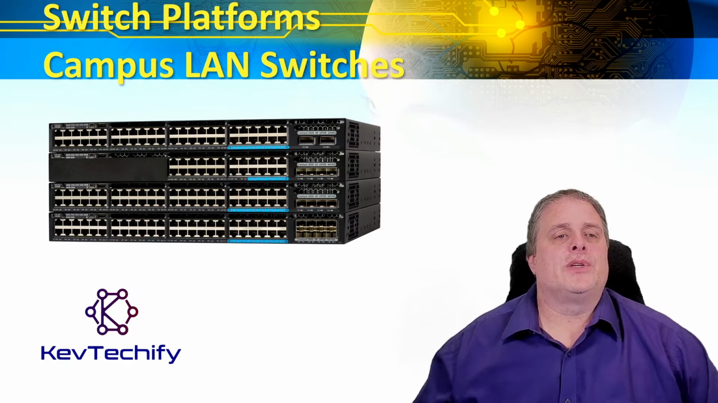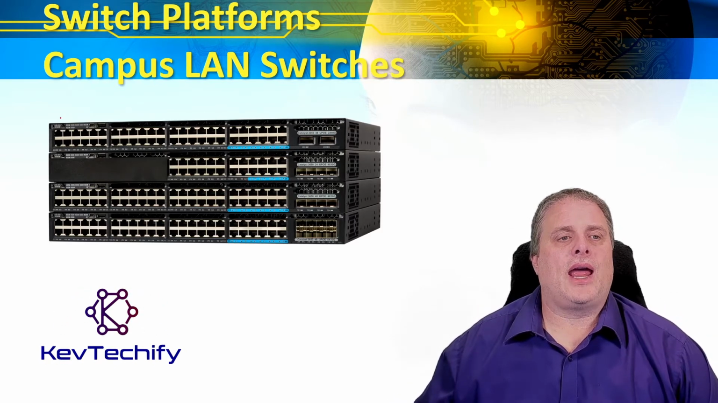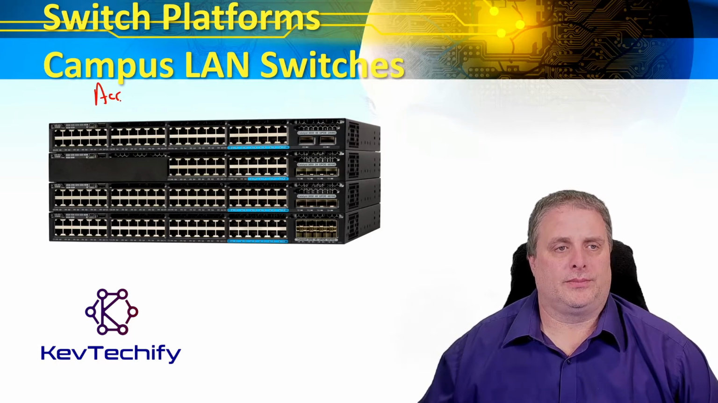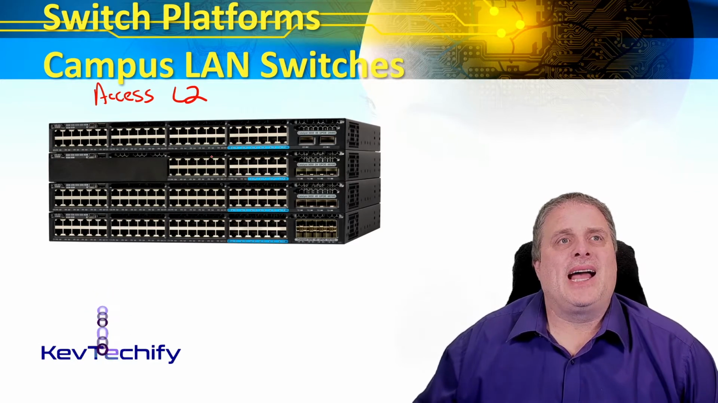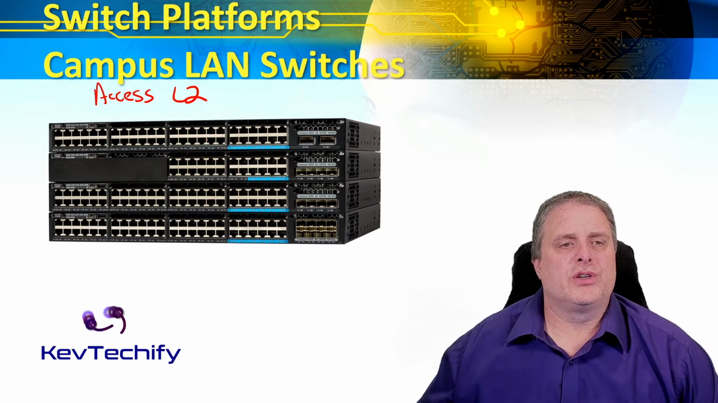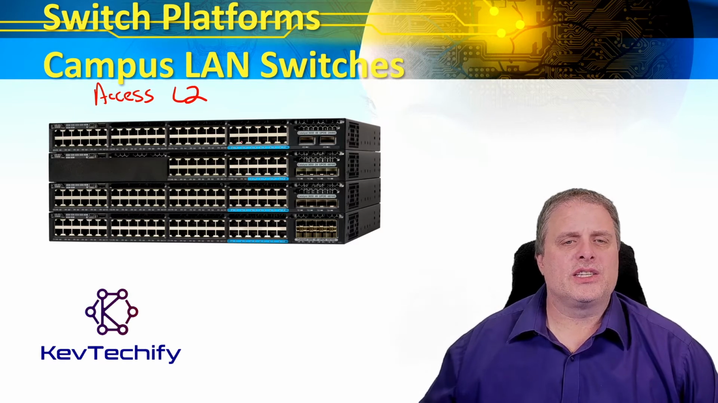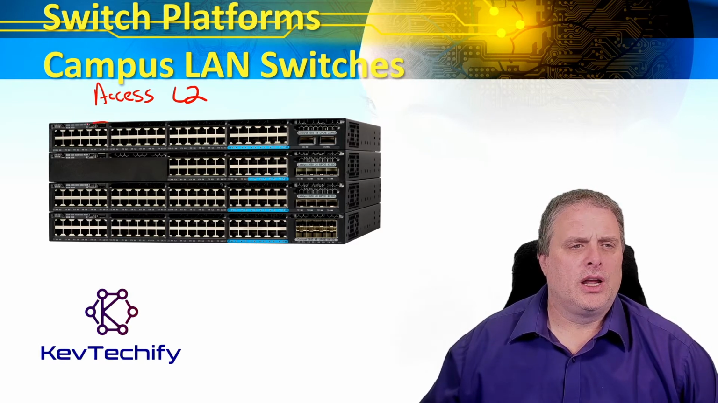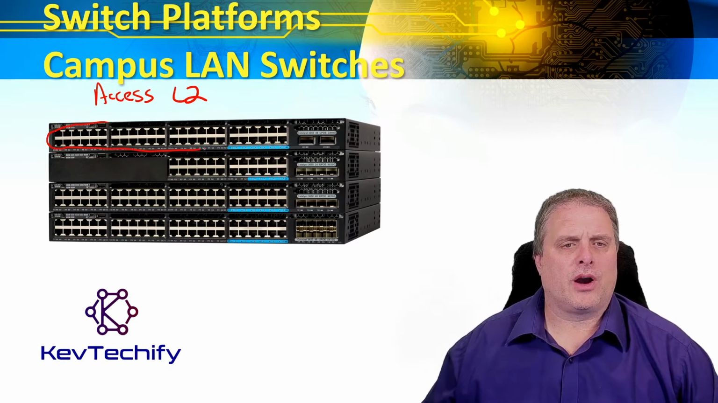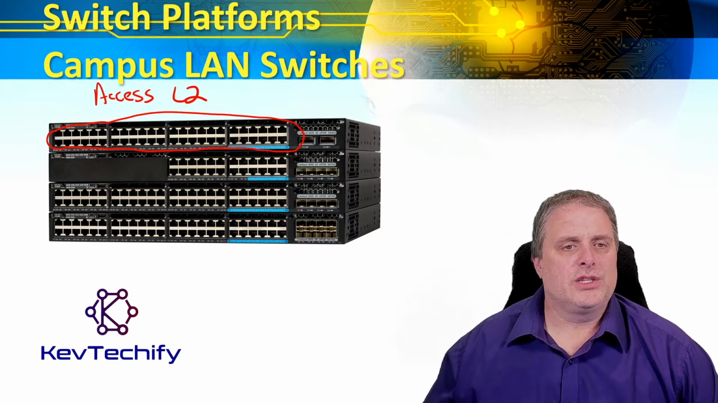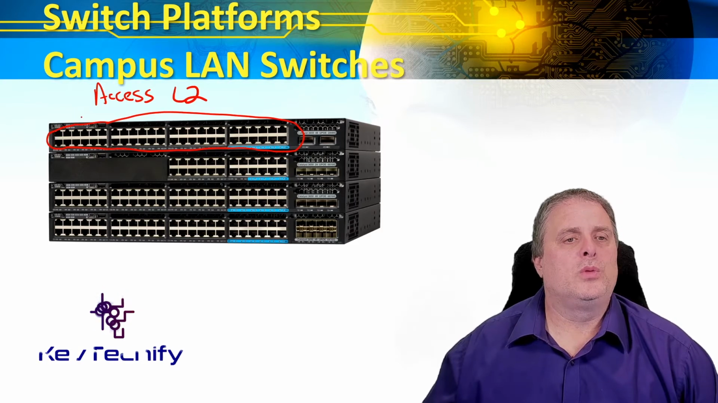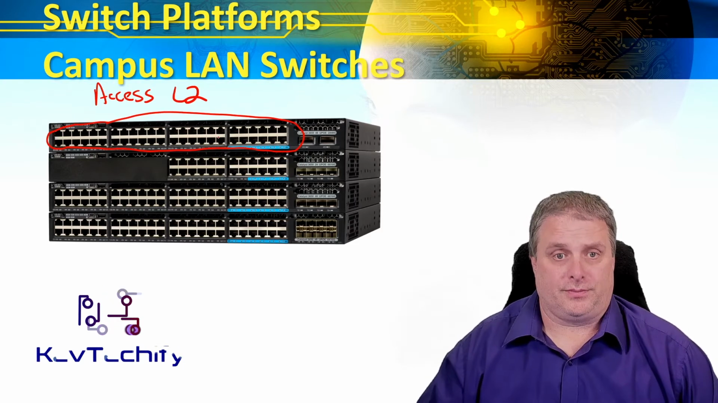Here we have campus LAN switches. These are your access layer switches. Typically, these are only layer 2, and they support high concentrations of users with these connections. You can see on this top switch right here, there are 48 ports. There are 48 devices that can connect in here. So this would be good for a room or a floor of computers.